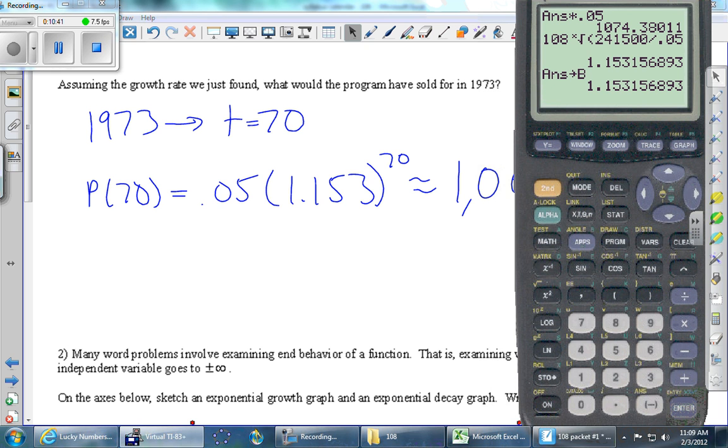Now, anytime I ask it how much B is, it knows that number, plus some digits that it's not even showing us. It knows more than it's showing us. So if I type in 0.05 alpha B raised to the 70, it should give me the same $1,074 that we got before. It's a very nice ability to store up to 26 different numbers. And B will remain in the calculator as 1.153 until I ask it to call something else B.